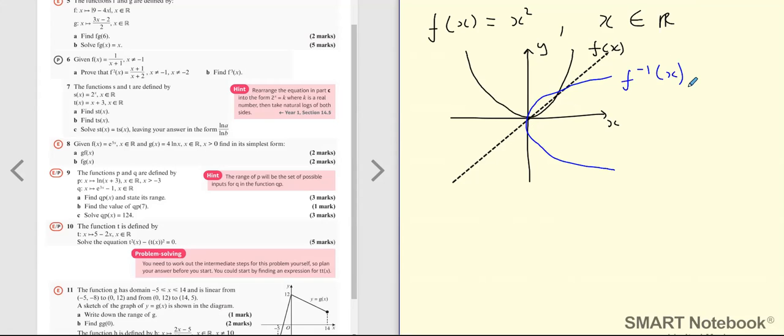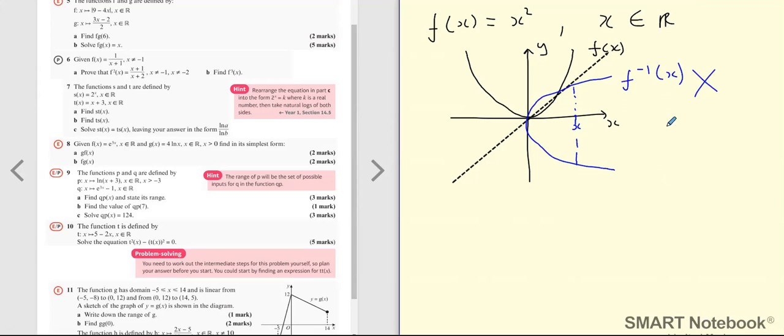Now there's a problem with the blue curve. It is not a function anymore. Why is that not a function anymore? Because one x value has many y values. So we can't have that. This is no longer a function.